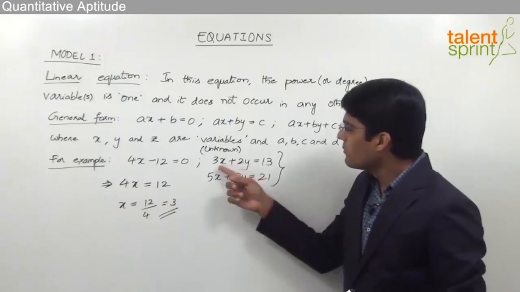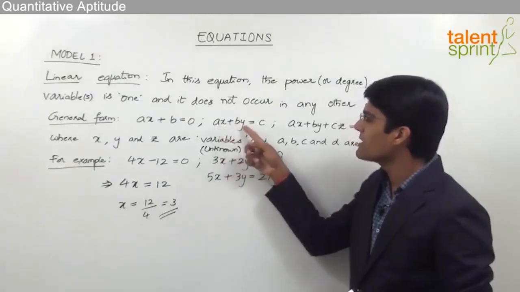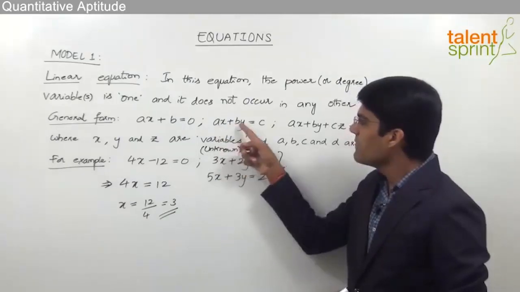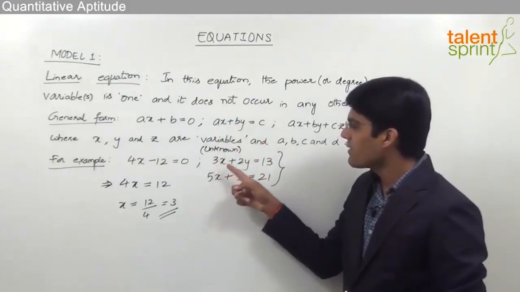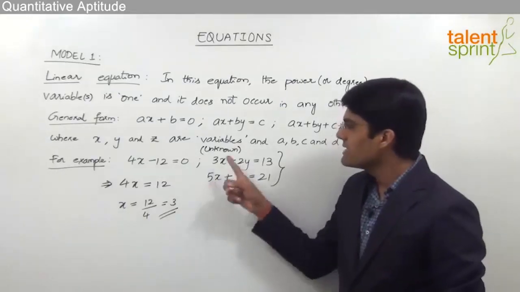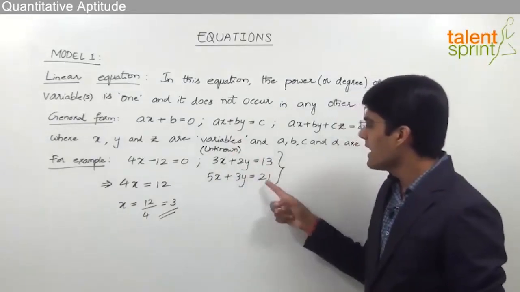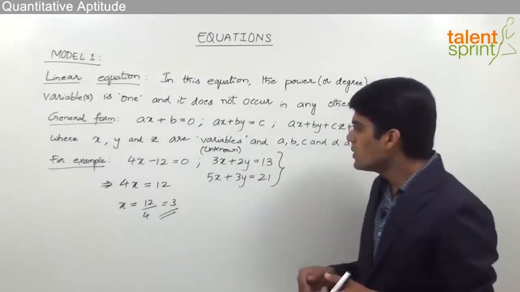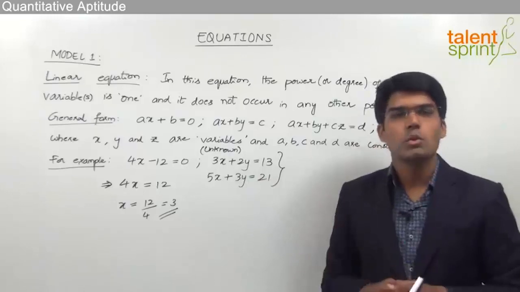And you can observe that both the equations are in the form of ax plus by is equal to c, where x and y are the variables and a, b and c are the constants. So 3 is the constant a, 2 is b and 13 is c here. Similarly, in the second equation, a is equal to 5, b equals 3 and c equals 21 are the constants. So let us now understand how to solve these two equations in two unknowns.